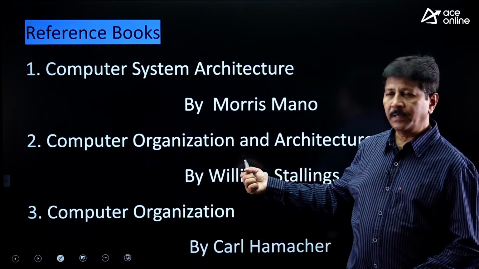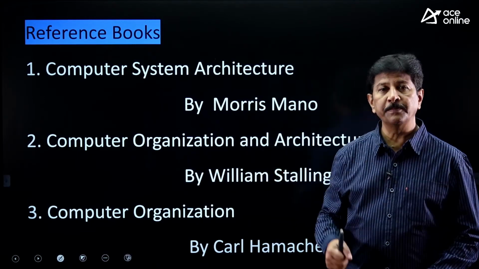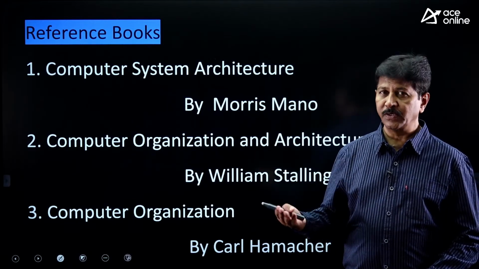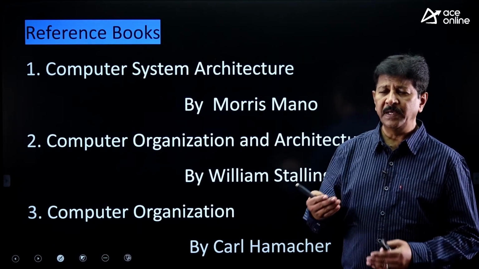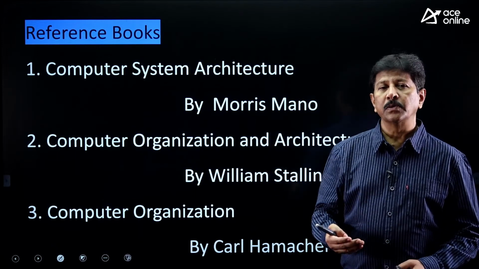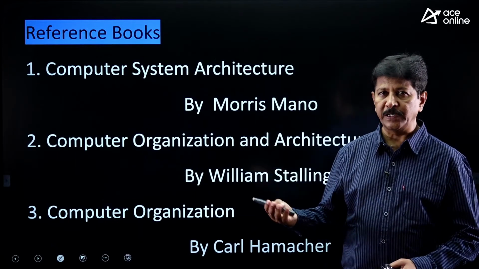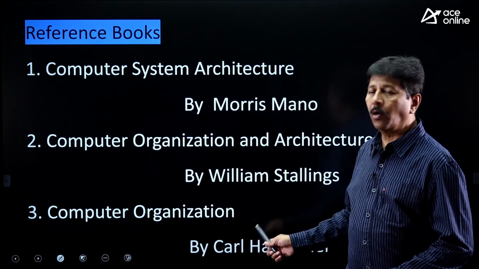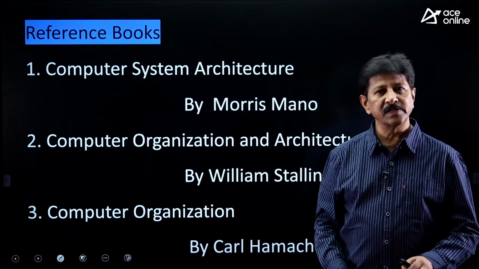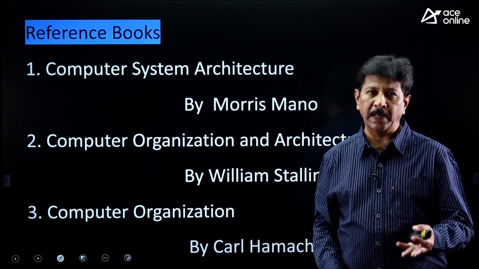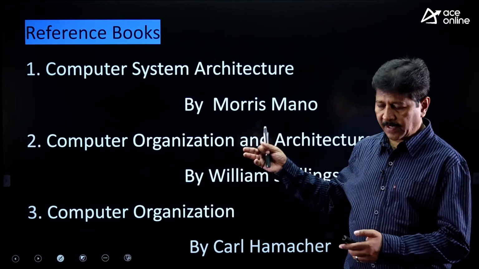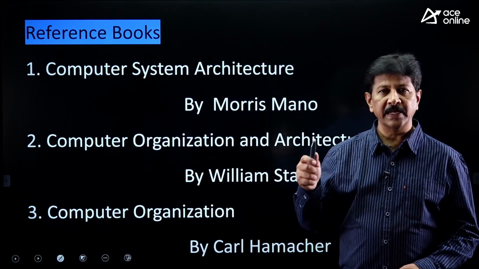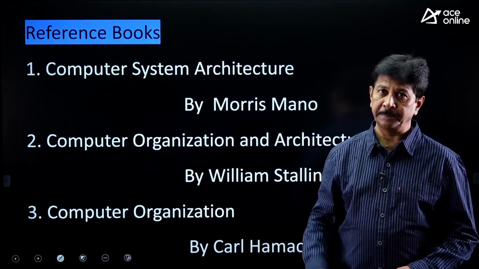Coming to the second one, Computer Organization and Architecture by William Stallings. His explanation is also very good, and it is going to be very descriptive, so you have to study with a little bit of patience. And the third one is Computer Organization by Carl Hamacher. This is also a very good book, especially for pipelining. So these 3 books are enough to go through for both the GATE exam as well as the engineering services examination.